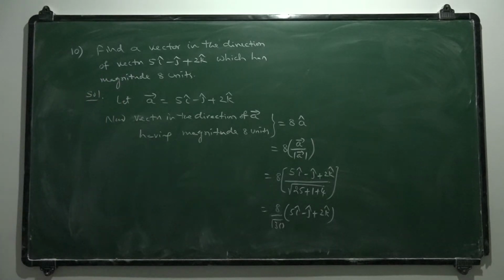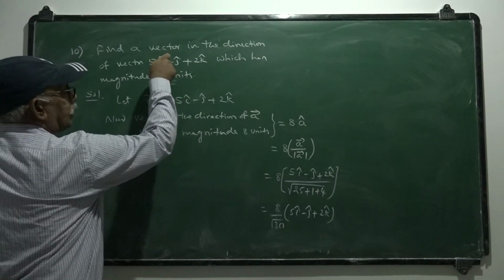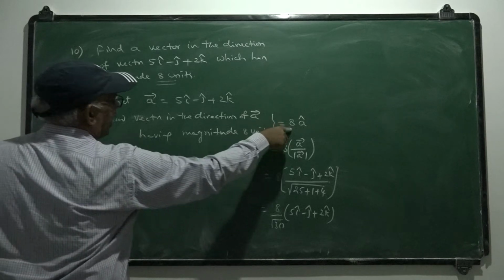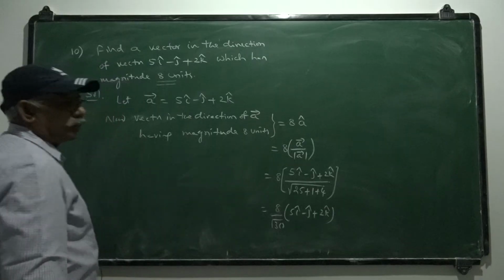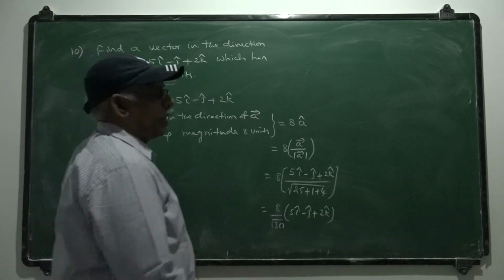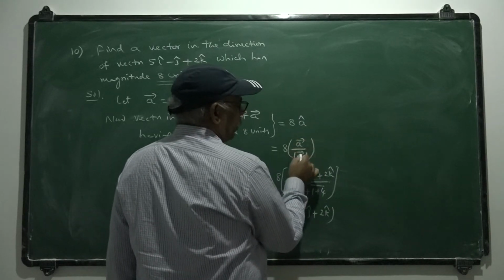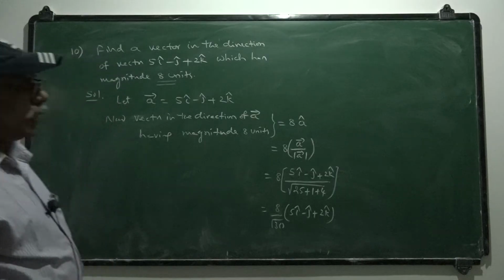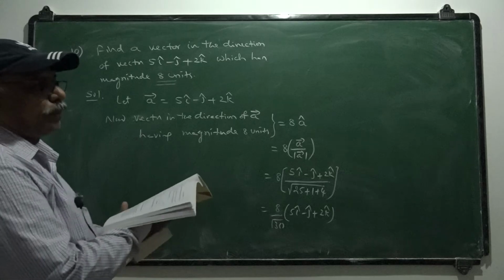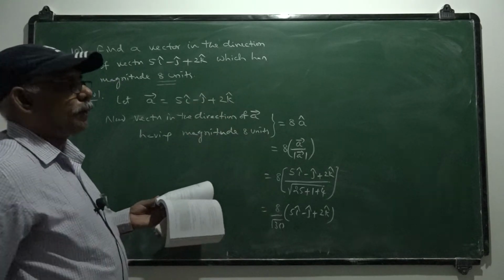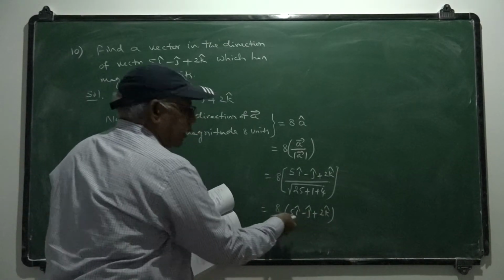Any vector having the required magnitude in the direction of the given vector is obtained by that magnitude multiplied by the unit vector in the direction of the given vector, 8 A cap. A cap stands for the unit vector in the direction of A bar, that is given by A bar by modulus of A bar. Hence, multiplying the unit vector along A bar with 8 gives us the vector in the same direction of A bar having magnitude 8. The magnitude of this vector is clearly 8.